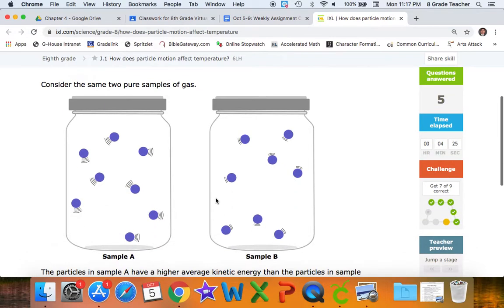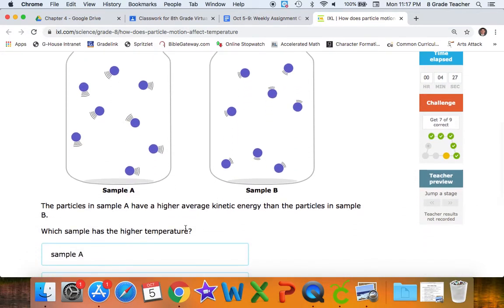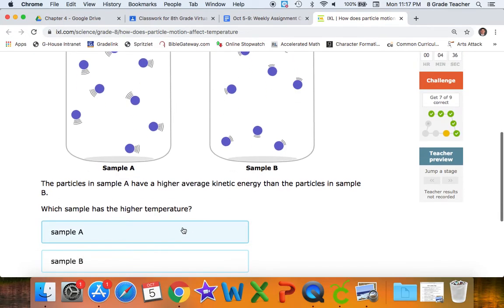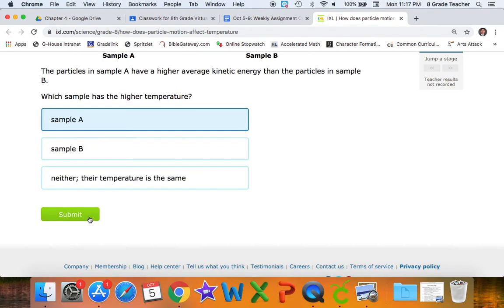Consider the same two pure samples of gas. Particles in sample A have a higher average kinetic energy than particles in sample B. Which has the higher temperature? Higher average kinetic energy, sample A.